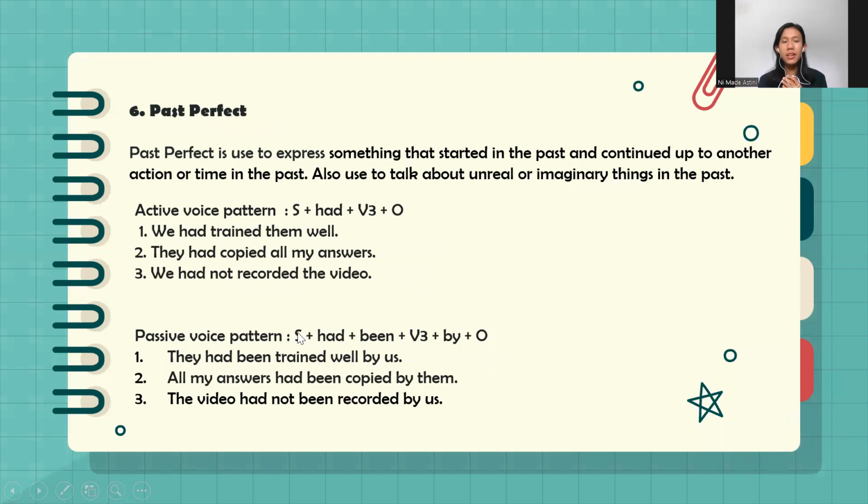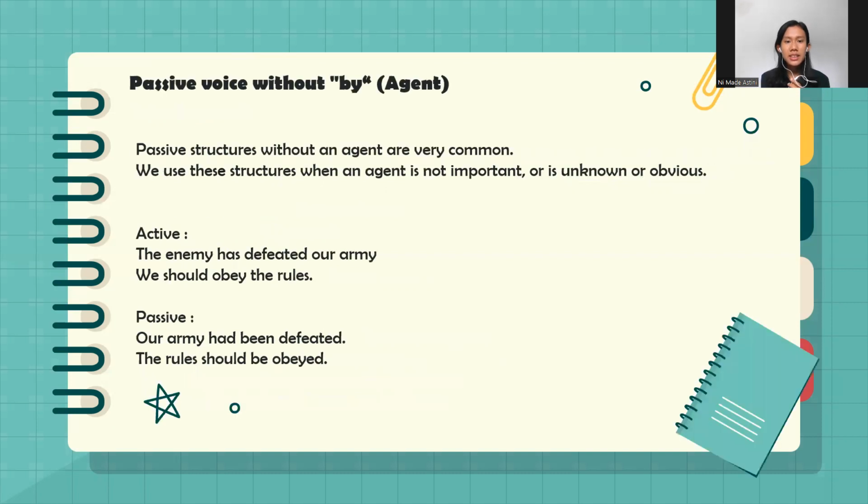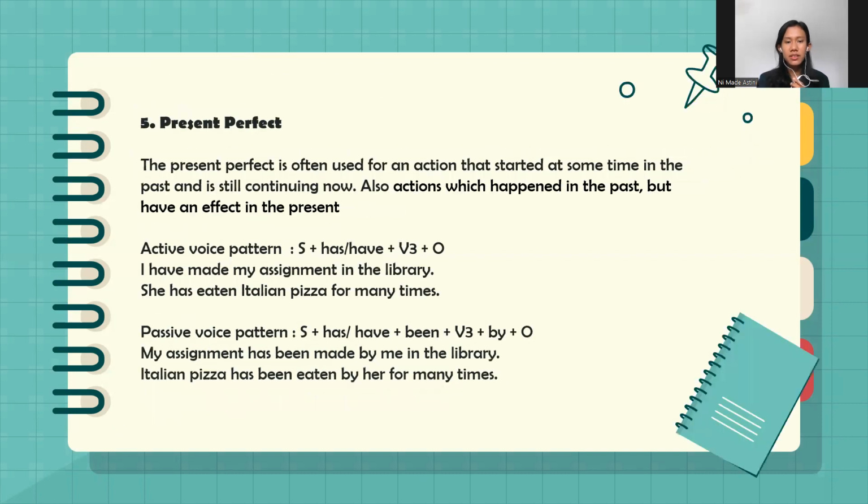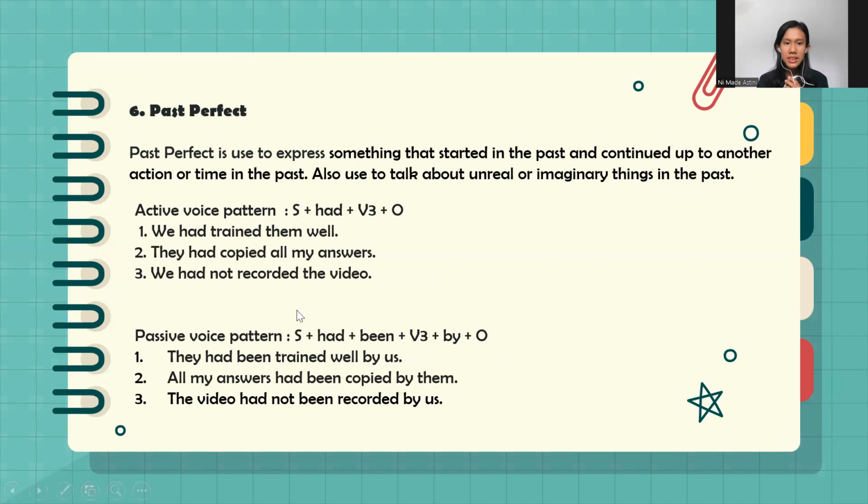Past perfect. Past perfect is used to express something that started in the past and continued up to another action or time in the past. Also, to talk about unreal or imaginary things in the past. Okay, the pattern is subject plus had plus verb 3 plus object.